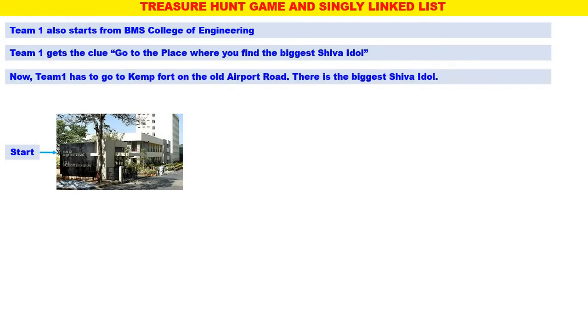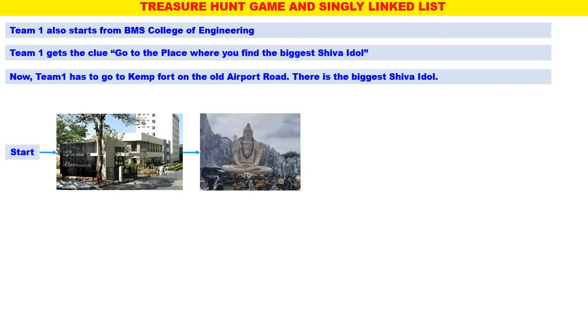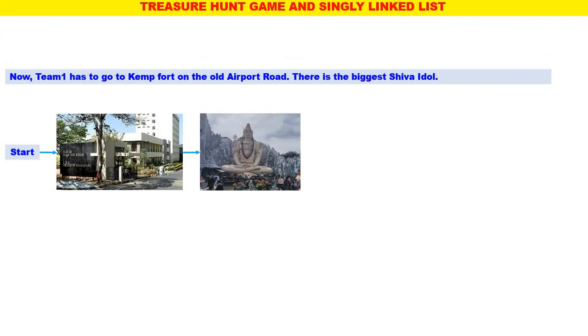It is Kemford. Now, team 1 has to go to Kemford on the old airport road. There you get the biggest Shiva idol. Yes, this is the Shiva idol. You can see the Lord Shiva idol. So from BMS College, they should go to Kemford, where they will find the biggest Shiva idol.